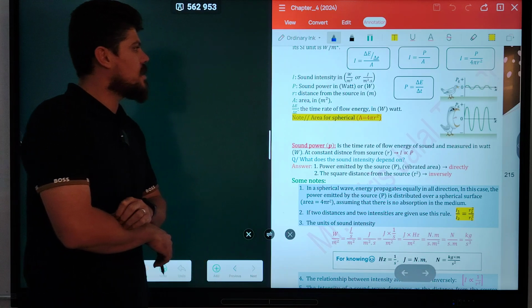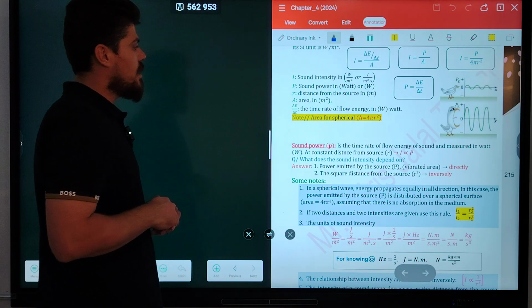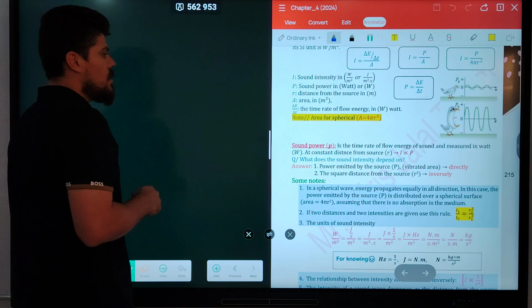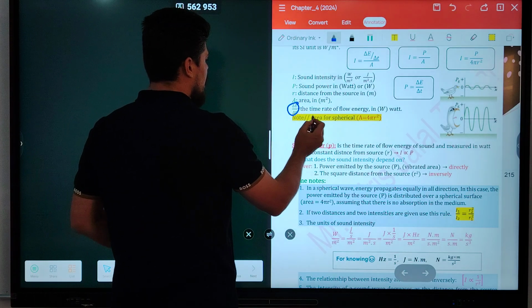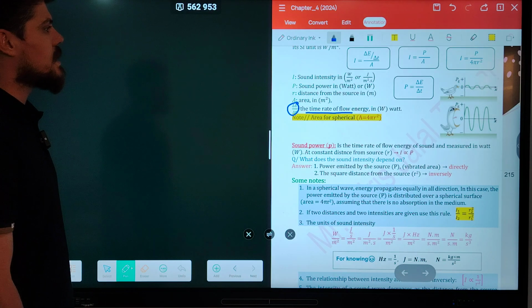P is power measured in watt. R is the distance from the source measured in meter. Area is measured in meter square. The time rate of energy, delta U over delta T, is the rate of energy flow measured in watt.